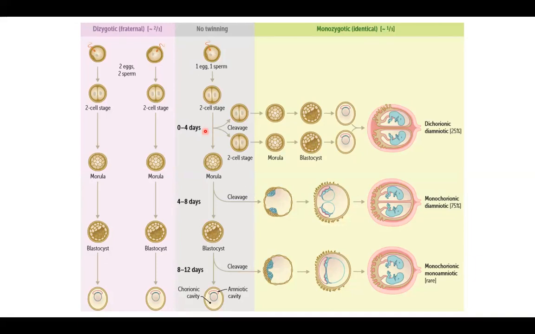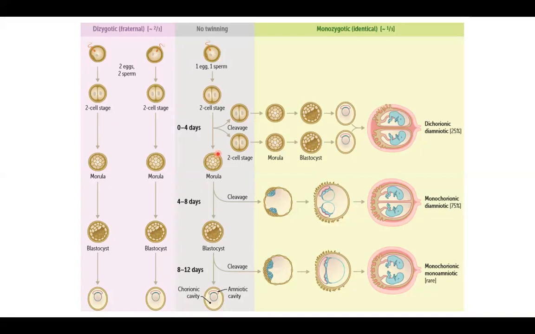What do I mean by this? So for example, if the twin divides, or the eggs, sorry, divide before the morula stage, okay, so now I have two of the same cells, what's going to happen is that they are going to have their own placenta and their own amniotic sac. And we call this dichorionic, diamniotic. Chorion means placenta, remember? So dichorionic, diamniotic.